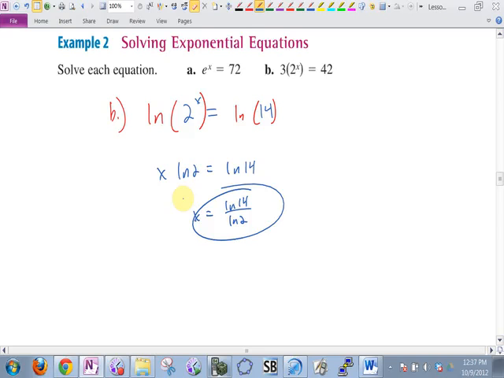It's smaller than 4, bigger than 3. Do natural logs work every time? Yeah. What was the answer for A? Natural log of 72.